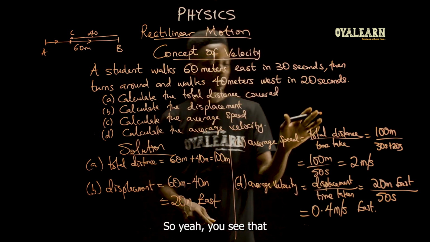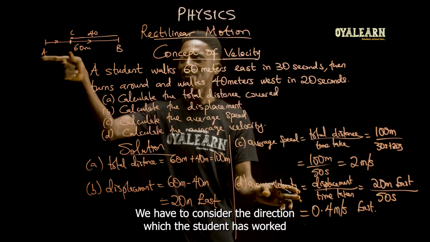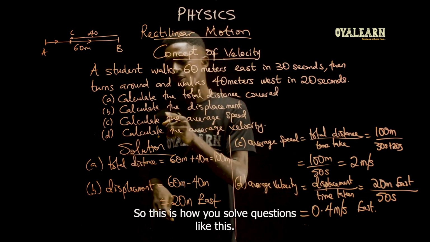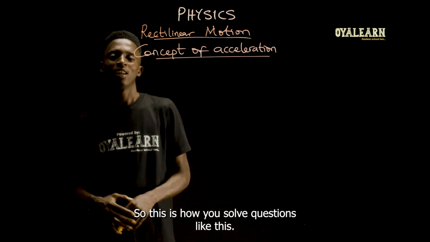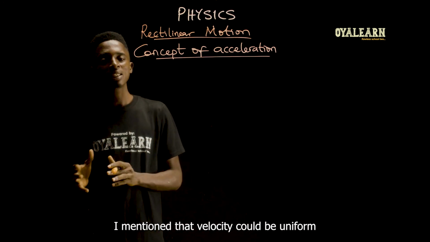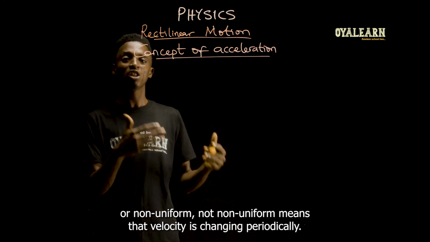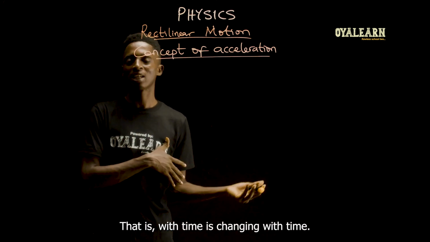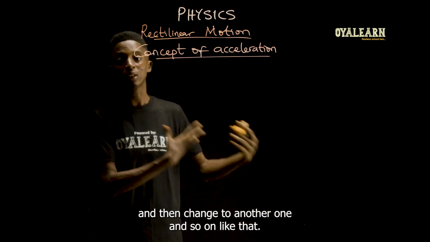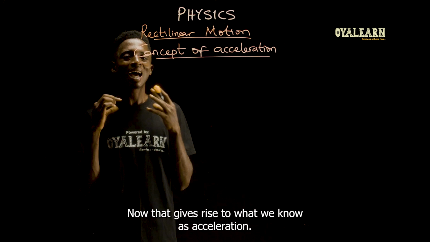So here you see that speed and velocity are not the same thing. You see here we have to consider the direction in which the student has walked as compared to this where we just looked at the path length alone. So this is how you solve questions like this. You recall that when we were talking about velocity, I mentioned that velocity could be uniform or non-uniform. Now the non-uniform means that velocity is changing periodically, that is with time. There was an initial velocity and then it changed to a new velocity and then could change to another one and so on like that. Okay, now that gives rise to what we know as acceleration.